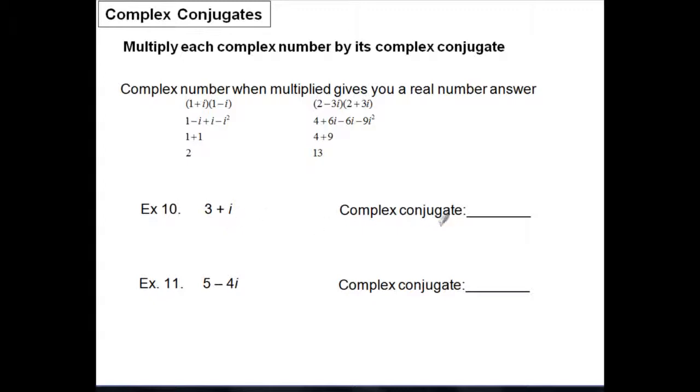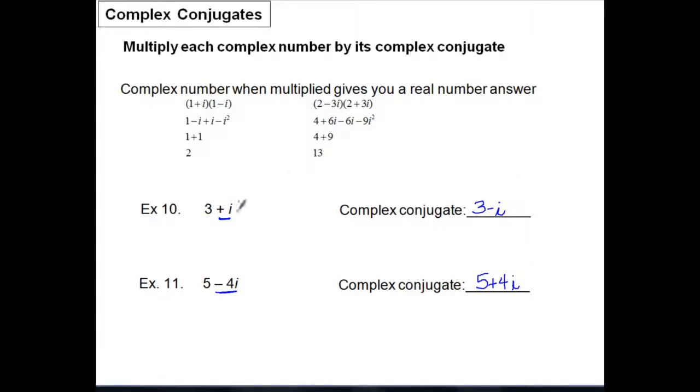So let's just start off figuring out how to find the complex conjugate. If you have 3 plus i, all you're going to do is change the sign of the imaginary part of the expression. So 3 plus i becomes 3 minus i. 5 minus 4i, change the sign of the imaginary part, becomes 5 plus 4i. Okay, that's how you find the complex conjugate.